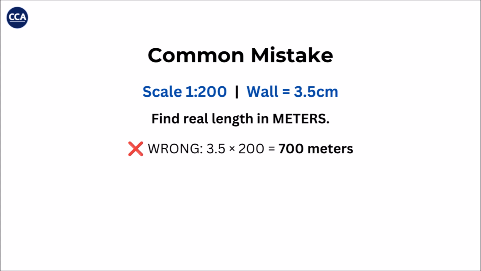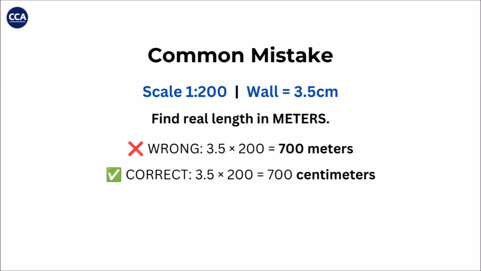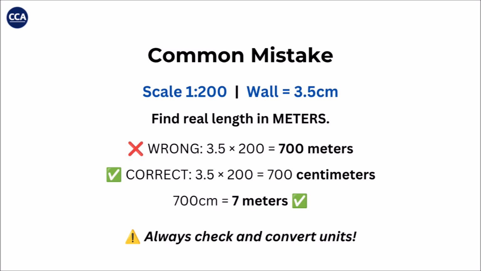That is wrong. 3.5 centimeters times 200 equals 700 centimeters, not 700 meters. 700 centimeters equals 7 meters. The answer is 7 meters. The mistake is forgetting to convert units at the end. After multiplying or dividing, always check what unit your answer is in. Then convert to the unit the question asks for.